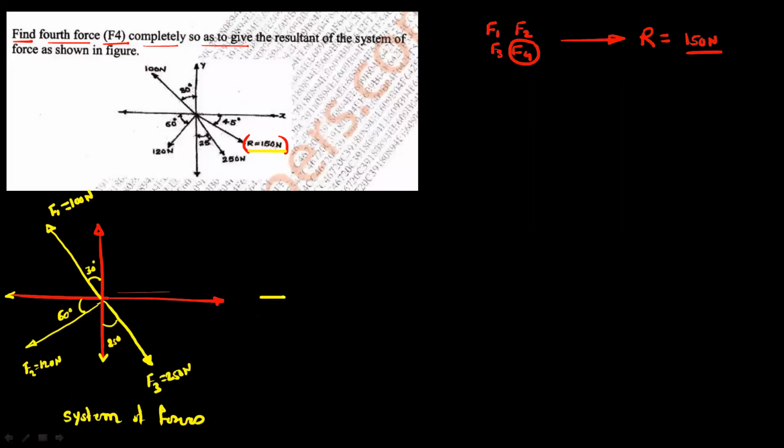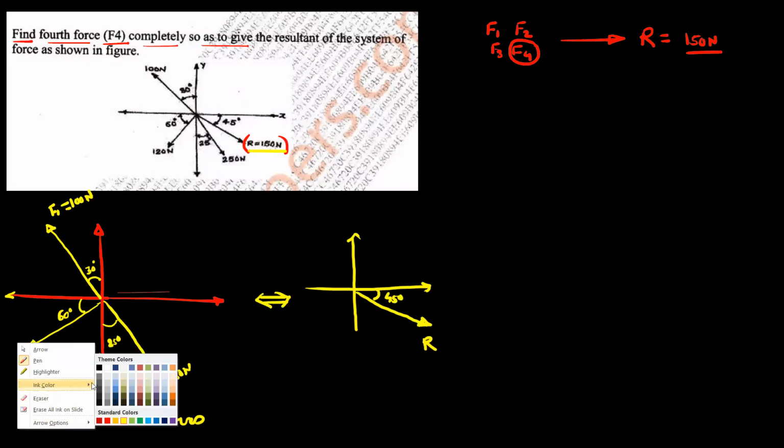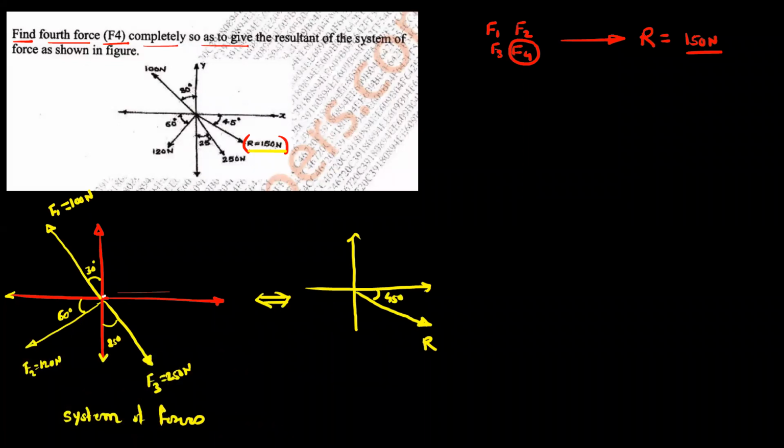So if you want to draw the resultant, this is the resultant, the net effect of the four forces, which is R, and its angle is 45 degree with respect to positive x-axis. Now in this system, one force is remaining, that is the unknown force. You can assume the unknown force anywhere. I will assume this unknown fourth force in the first quadrant, and assume the angle as theta 4.